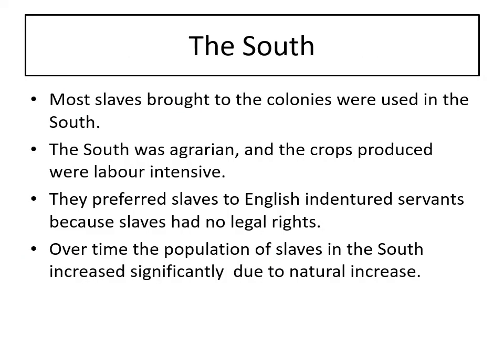The South. Slavery originally existed in all the colonies. However, most slaves brought to the colonies were used in the South. The South was agrarian, meaning that they had an agriculturally based economy. The crops that they produced were very labor-intensive. They preferred slaves to English indentured servants because slaves had no legal rights.